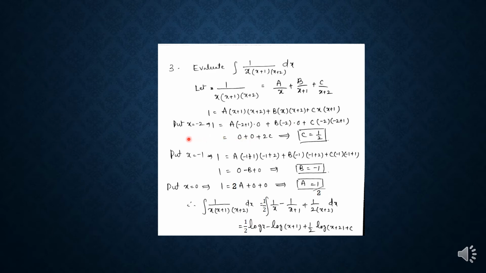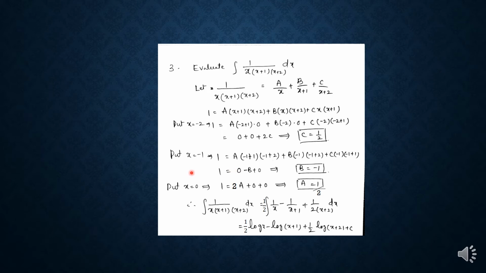Now put x is equal to minus 2 in the above equation. Then 1 is equal to a into minus 2 plus 1 into minus 2 plus 2, that becomes 0. 0 into something is 0. Plus b into minus 2 into minus 2 plus 2, that becomes 0. Plus c into minus 2 plus 1. So the first term becomes 0 plus c into minus 2 into minus 1, that is plus 2c. 2c is equal to 1. So c is equal to 1 by 2.